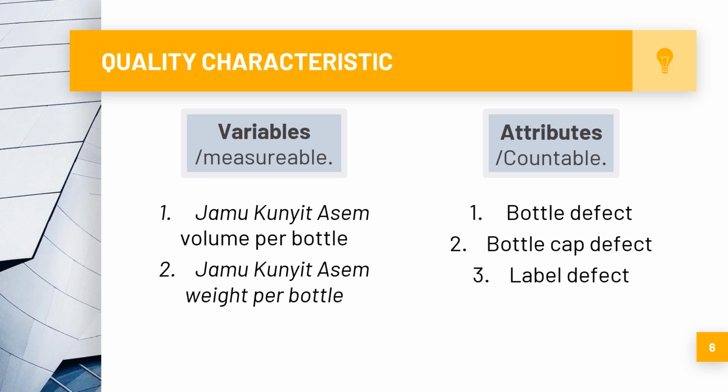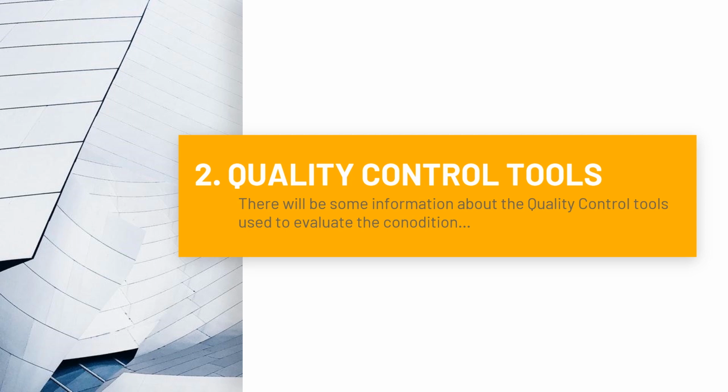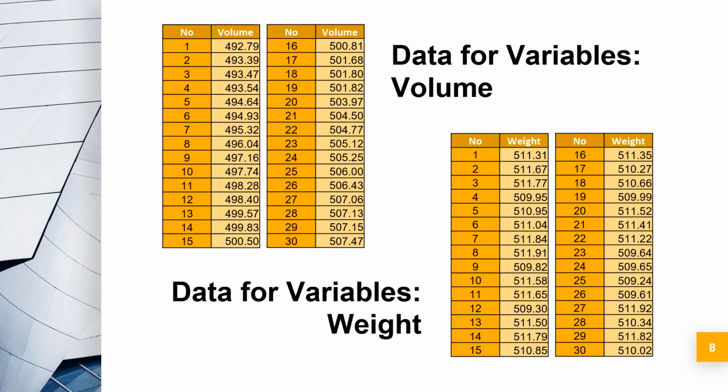For the variables, we are observing a volume per bottle and also the weight per bottle. And for the attribute, we are observing the bottle defect, bottle cap defect, and label. Moving on to quality control tools. This is the data of variables that consists of the data of volume and also the data of weight.